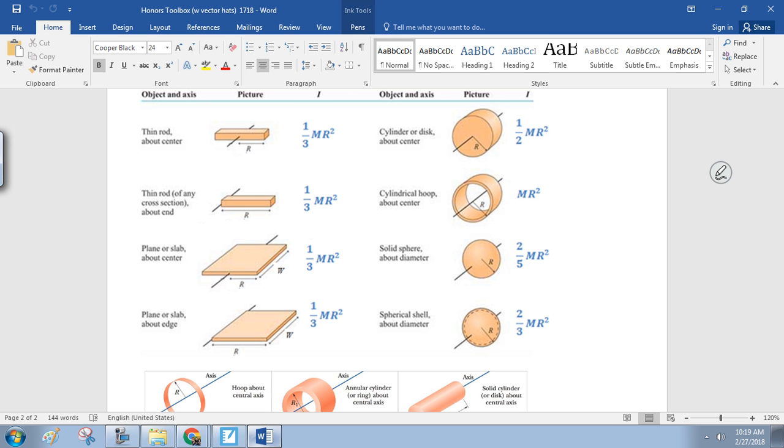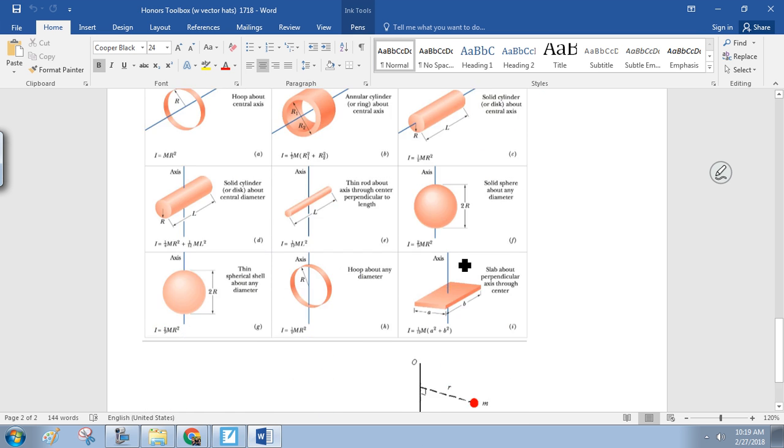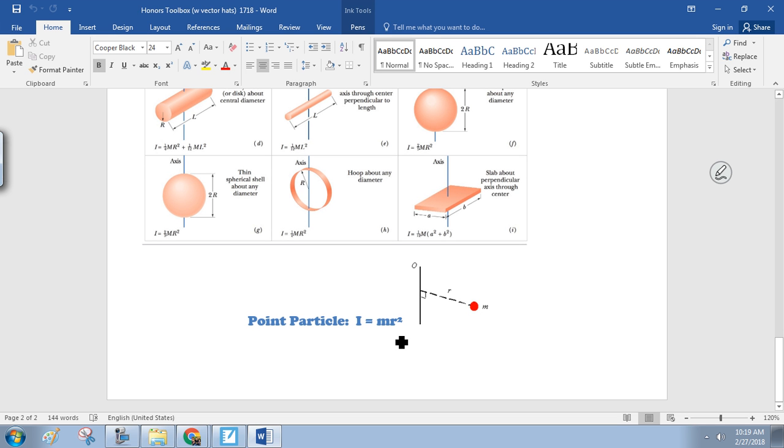And I also told you that for a point particle, the rotational inertia is just mr squared, where m is the mass of the particle, and r is the distance it is from your pivot point. Okay, thank you. Good? Yeah, I totally got it wrong.